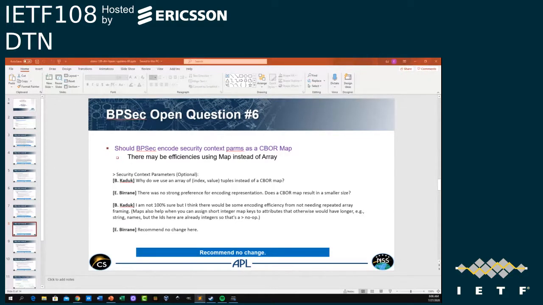Question number 6. There was a question as to whether security context parameters should be encoded as a CBOR map instead of an array. The discussion is here on the slide. My recommendation is, even if there is an efficiency there, and I'm not convinced that there is, it's not a very large efficiency, and I think we should keep it as is, but wanted to check with the working group.